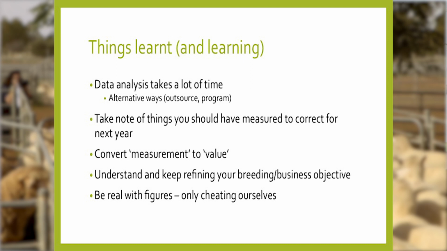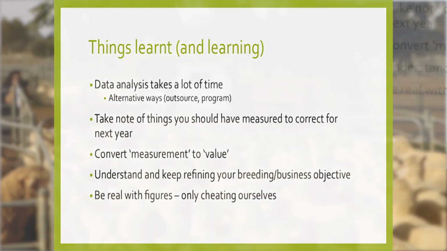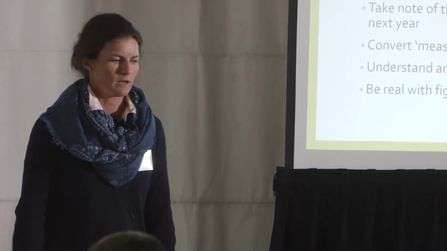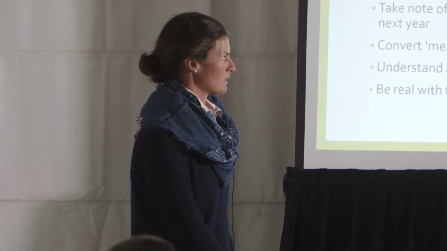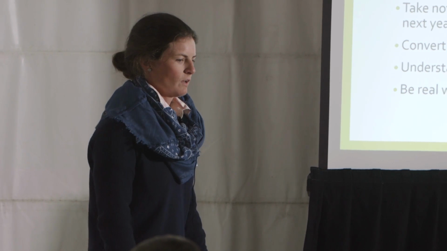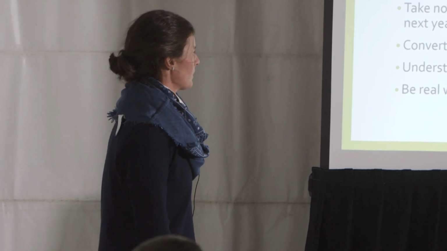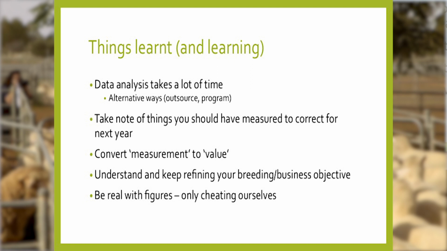Take note of things that you should have measured, or that you measured and you probably didn't need to, because I've certainly measured a lot of things that I didn't really need to, but you discover that along the way. And if you forgot to measure something, you thought, oh, that would have been handy if I knew that, then just do it next year. It's just an evolving thing. It has been for me anyway. I certainly still get it wrong sometimes. I try and convert a measurement to a value, not just for interest sake. Just go, oh, that's interesting, isn't it? But what value is it? So you're not over measuring.